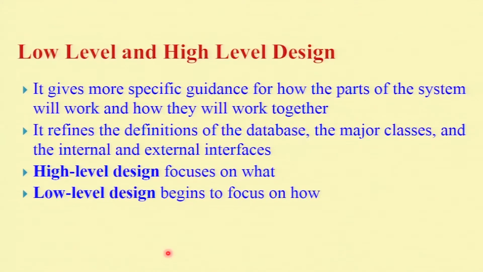Next, let us see the different types of designing. The design is broadly classified into two groups. One is called the low level design, the other one is the high level design. This design gives more specific guidance for how the parts of the system will work and how they will work together. It refines the definitions of the databases, the major classes, and the internal and external interfaces. So now, what is the exact role of the high level design and the low level design, my dear students? As far as the high level design is concerned, it focuses on what is to be done, whereas the low level design focuses on how it is to be done.